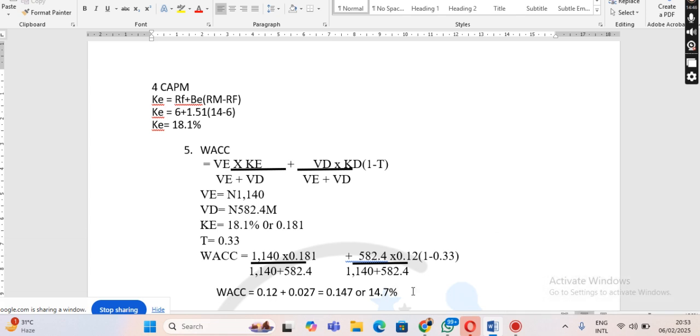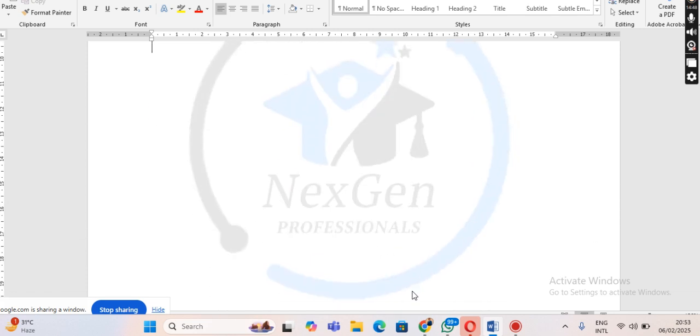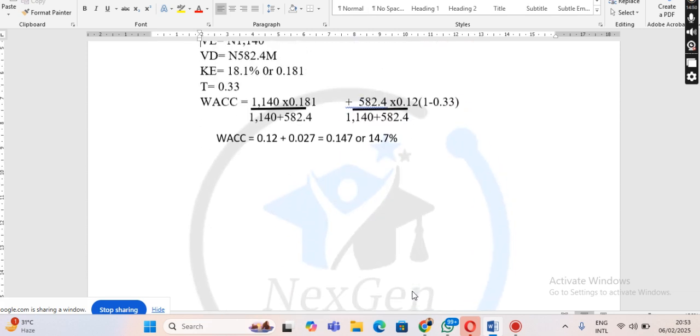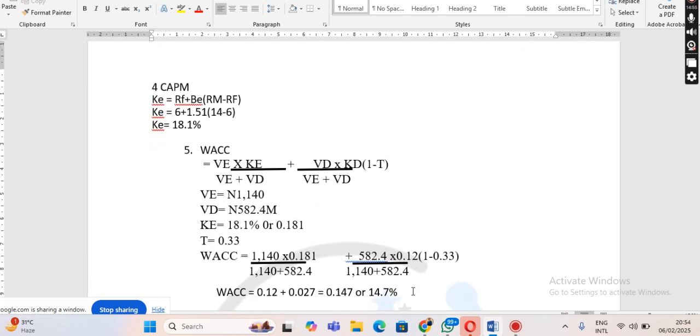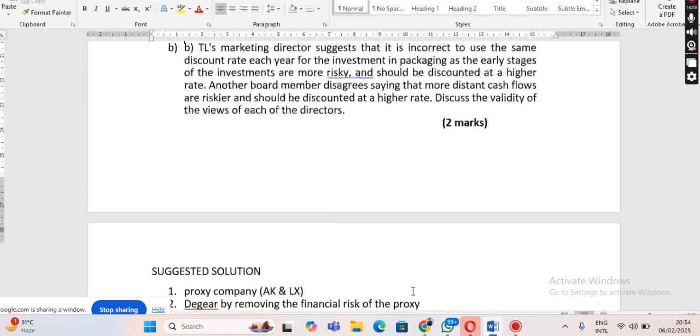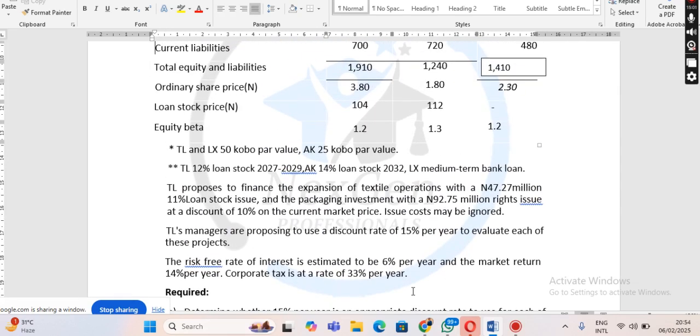Okay. So this is the appropriate weighted cost of capital, right? Don't forget, let's quickly go back to the question. Don't forget that TL proposed to finance the expansion of textile with this figure. Is that not so? Which is 11% loan stock for textile expansion.